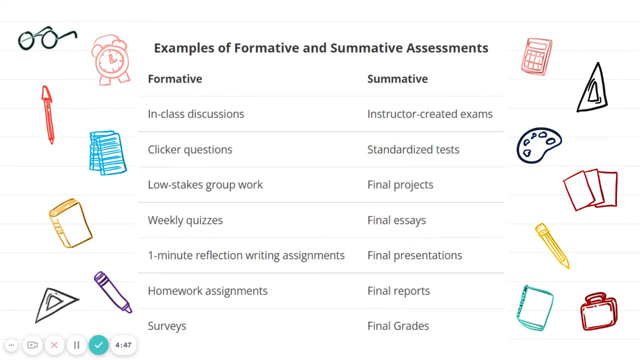Now, let's have the examples of formative and summative assessments. For formative assessments, since they are ongoing, that includes in-class discussions, clicker questions, low-stakes group work, weekly quizzes, one minute reflection writing assignments, homework assignments, and surveys. For summative assessments, since it is end of course or end of unit tests, it includes instructor-created exams, the standardized test, final projects, final essays, final presentations, final reports, and final grades, since they are graded.